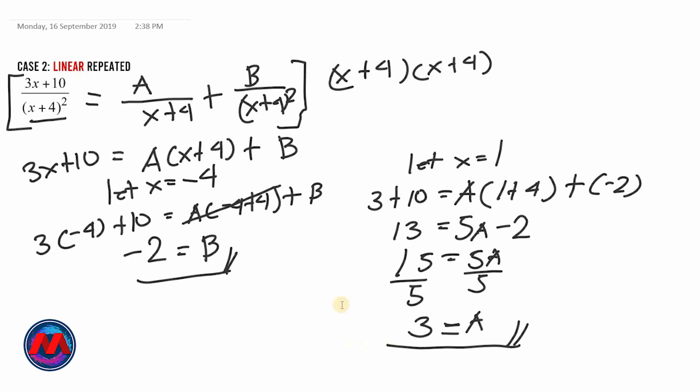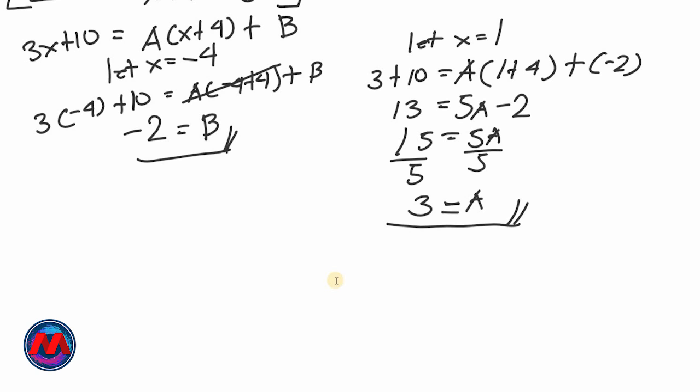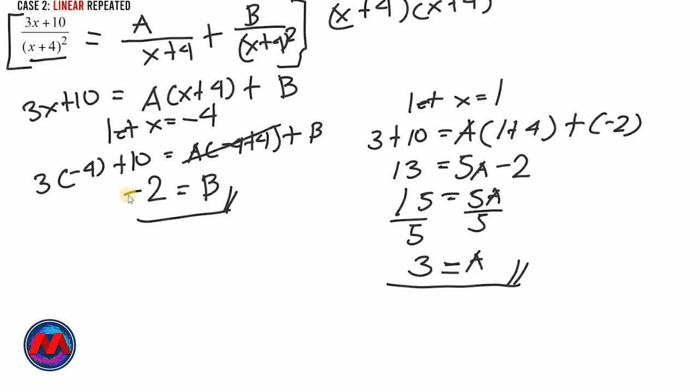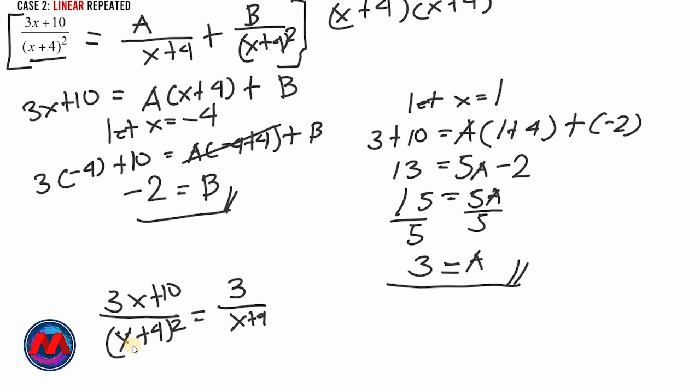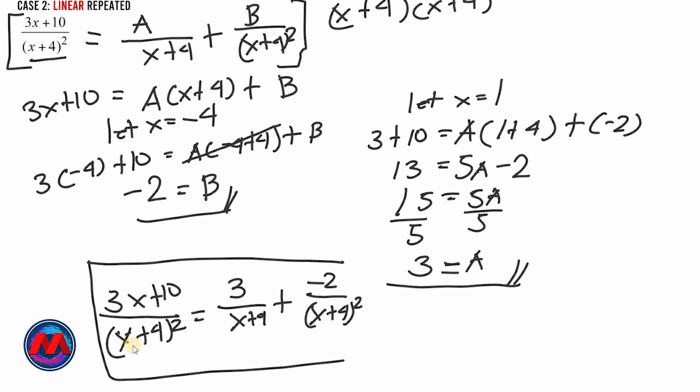So, para ma-solve yan, i-rewrite natin para sa final answer. So, let's copy the original equation. Original equation is 3x plus 10 over x plus 4 squared is equals to a, which is 3 over x plus 4 plus value of b. Anong value ng b natin? Negative 2 over x plus 4 squared. Yun. So, guys, this is our final answer.